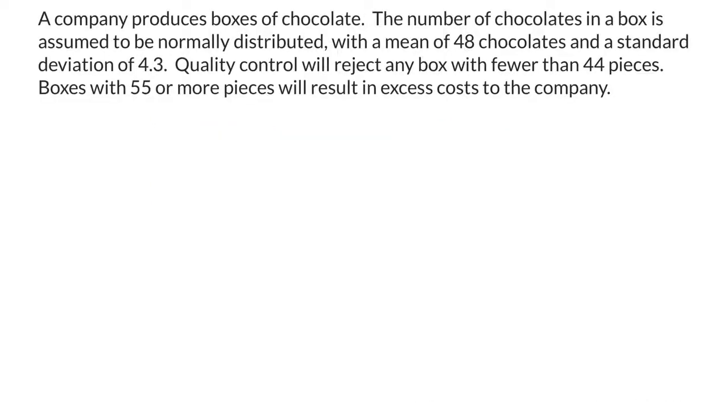Here's an example. A company produces boxes of chocolate. The number of chocolates in a box is assumed to be normally distributed with a mean of 48 chocolates and a standard deviation of 4.3. Quality control will reject any box with fewer than 44 pieces. Boxes with 55 or more pieces will result in excess costs to the company.